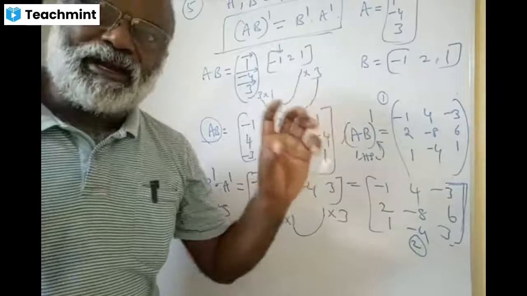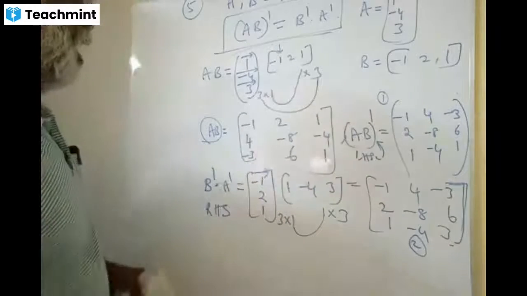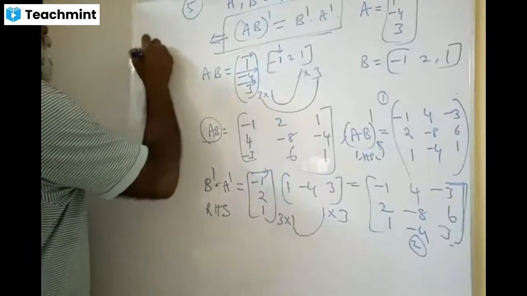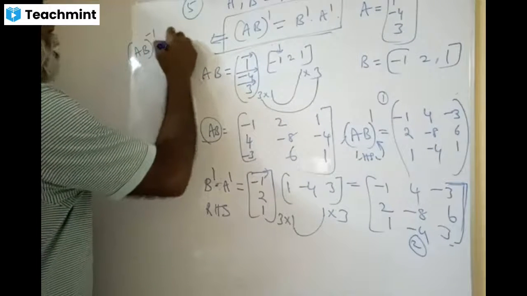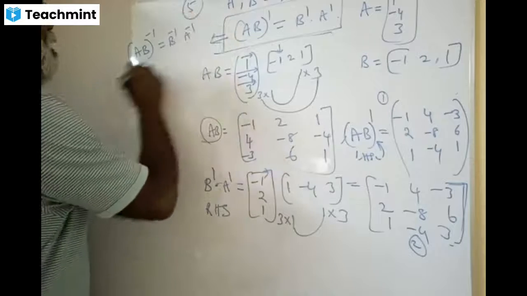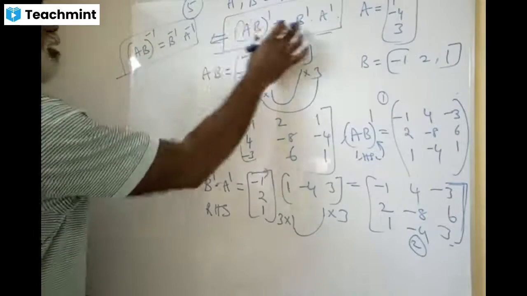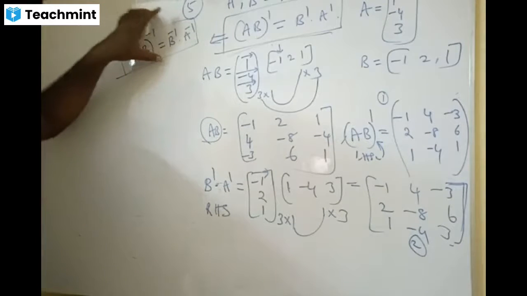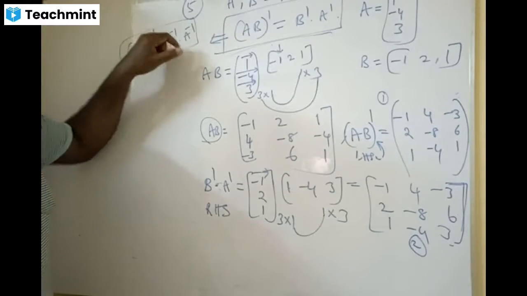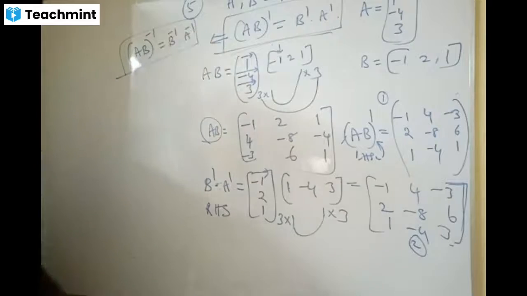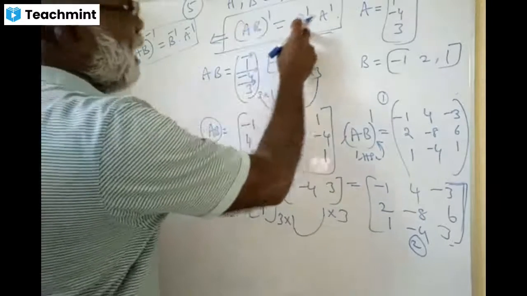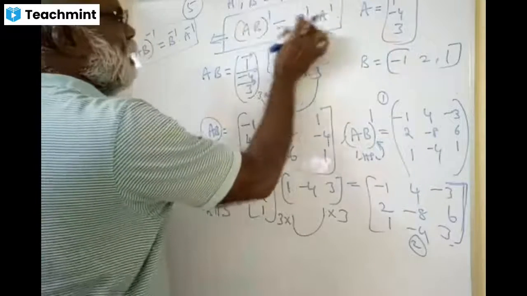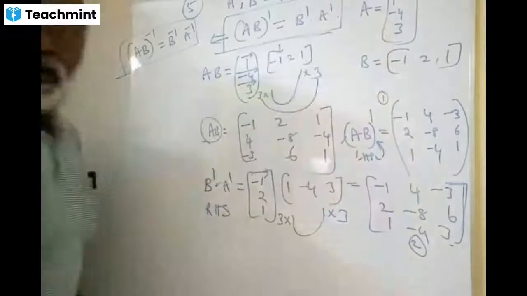If you want to remember it for a longer time, I give one more analogy here. AB whole inverse is equal to B inverse into A inverse. These two follow the same strategy. AB whole inverse equals B inverse into A inverse. AB transpose is not A transpose into B transpose; the order is interchanged, so AB becomes BA with the respective transposes.